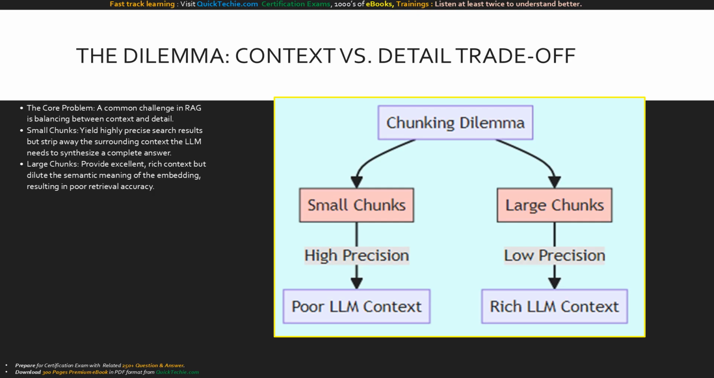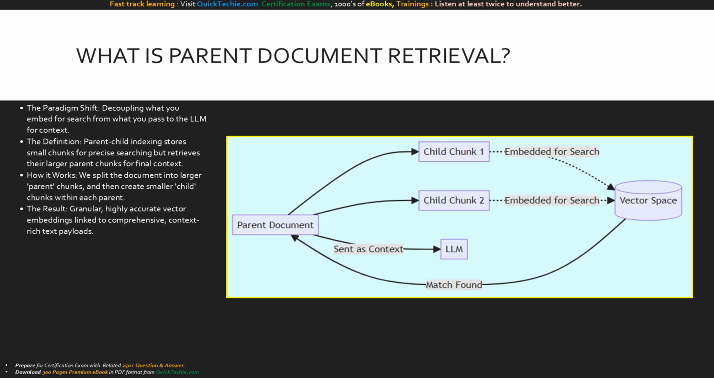Today, we are going to break that compromise. Take a look at this flowchart. Our chunking dilemma splits into two flawed paths. On the left, small chunks lead to high precision but poor LLM context. On the right, large chunks offer rich context but suffer from low retrieval precision. Our goal today is to architect a system that captures the best of both worlds without suffering the drawbacks of either. To solve this problem, we introduce parent document retrieval.